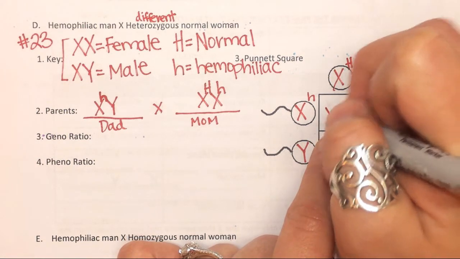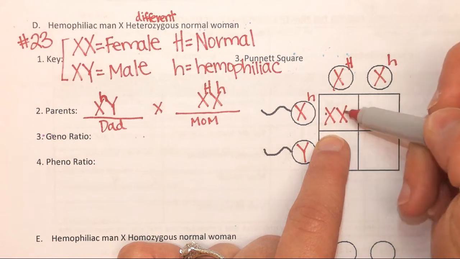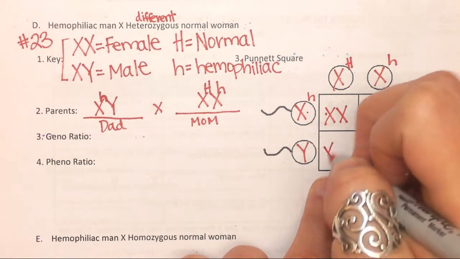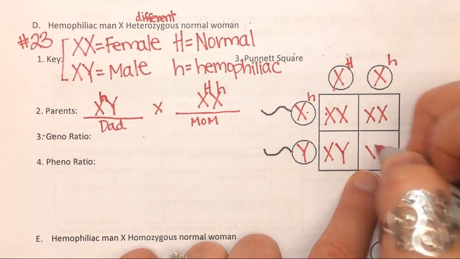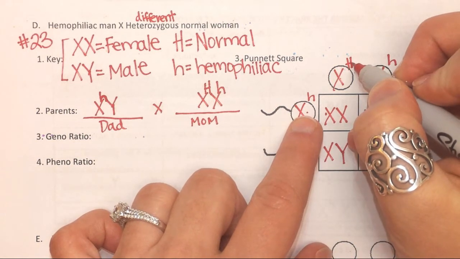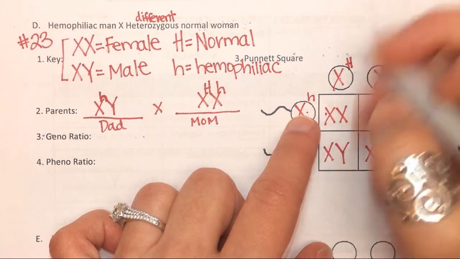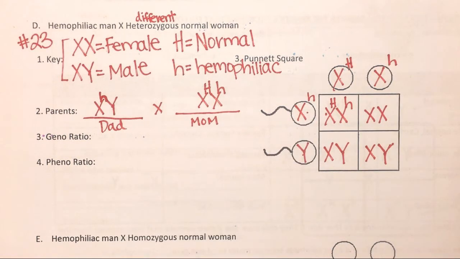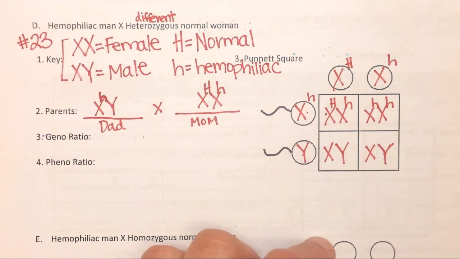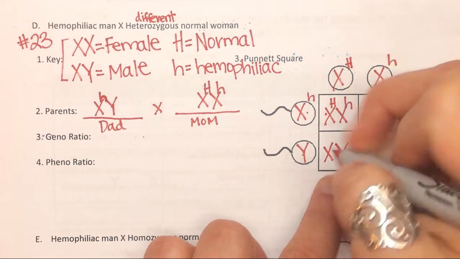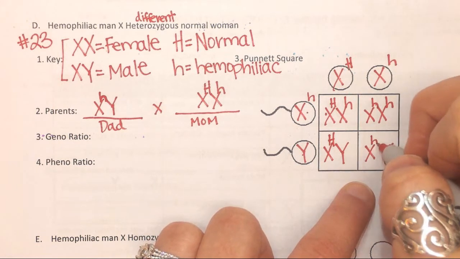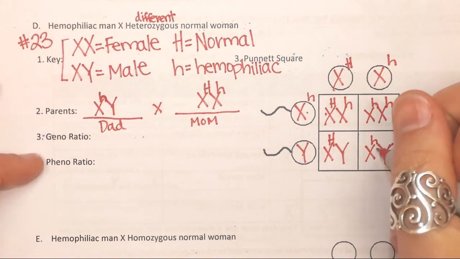Join the sex chromosomes first together in the box. Bring down this X, bring over this X. Bring down this X, and bring over this X. Bring down this X, bring over this Y. Bring down this X, and bring over this Y. Lastly, we're going to then bring down the traits. So we have a capital H and a lowercase h. The capital always has to be written first. We have two lowercase h's, so we will write those on each sex chromosome. A capital H is on this X chromosome, and then a lowercase h is written on this sex chromosome.